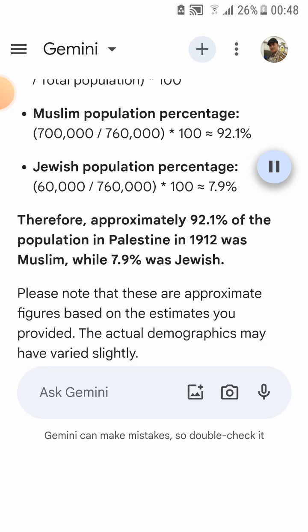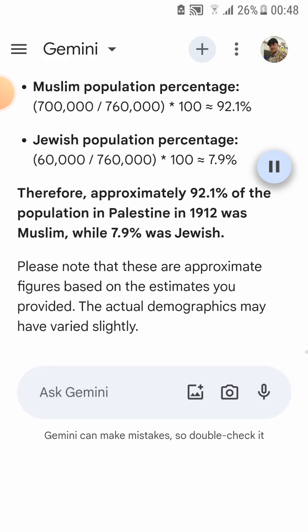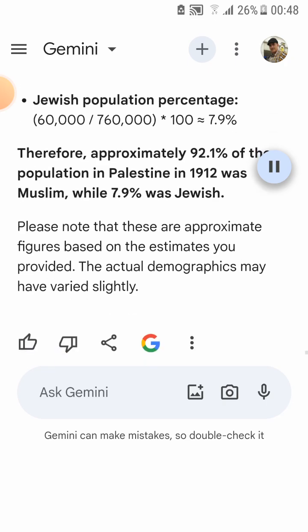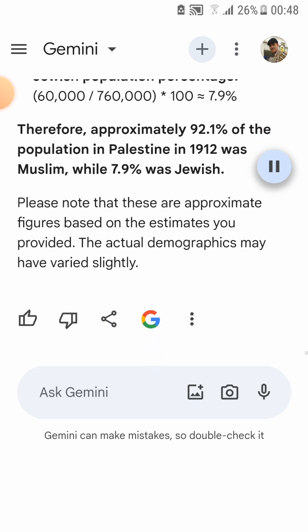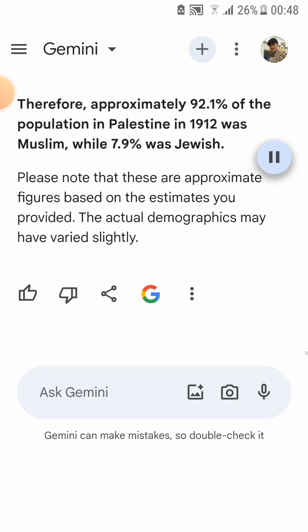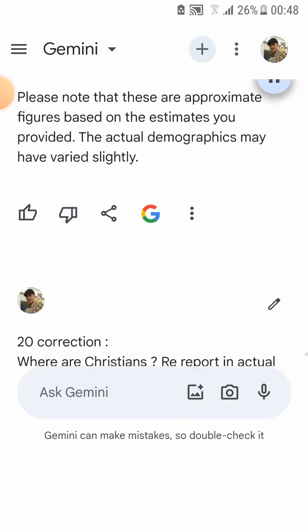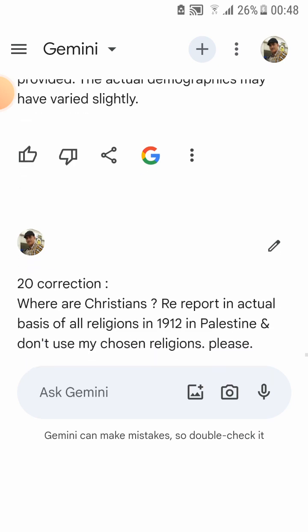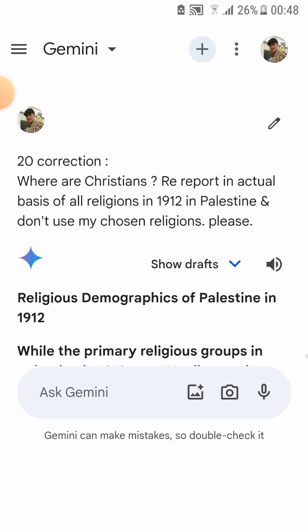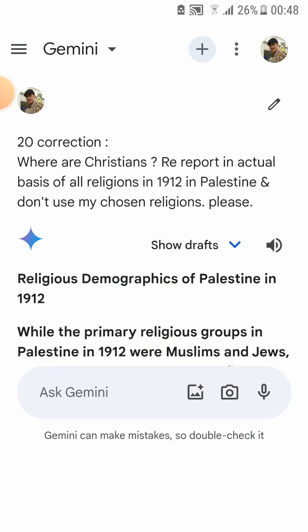Muslim population percentage: 700,000 divided by 760,000, times 100, approximately equals 92.1%. Jewish population percentage: 60,000 divided by 760,000, times 100, approximately equals 7.9%. Therefore, approximately 92.1% of the population in Palestine in 1912 was Muslim, while 7.9% was Jewish. Please note that these are approximate figures based on the estimates you provided. The actual demographics may have varied slightly.